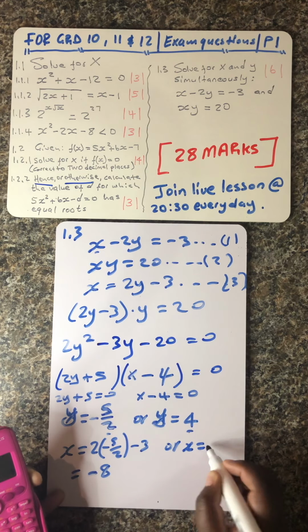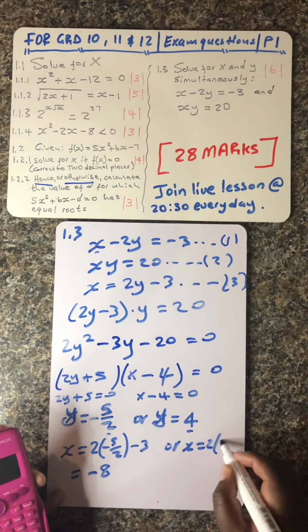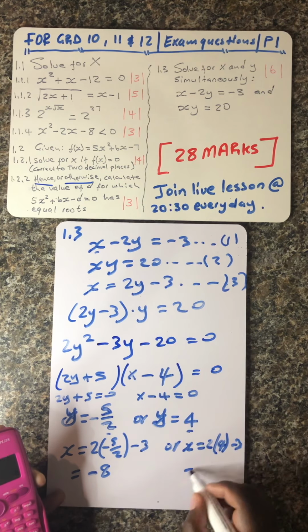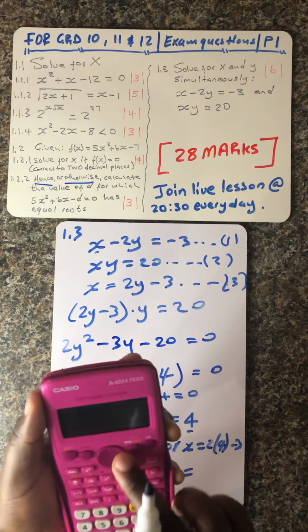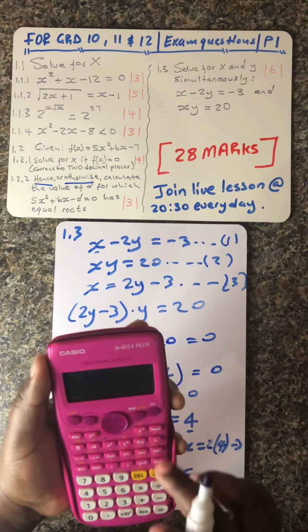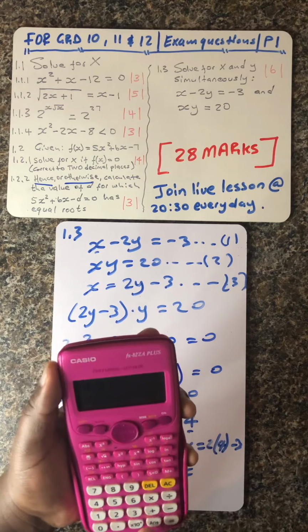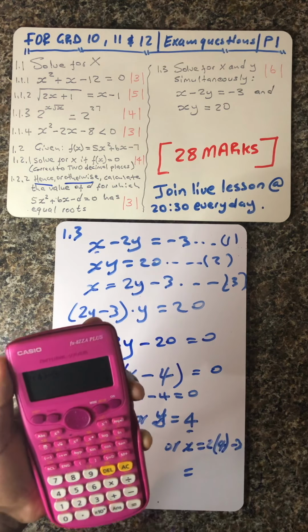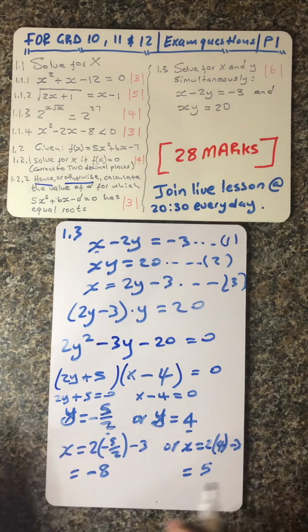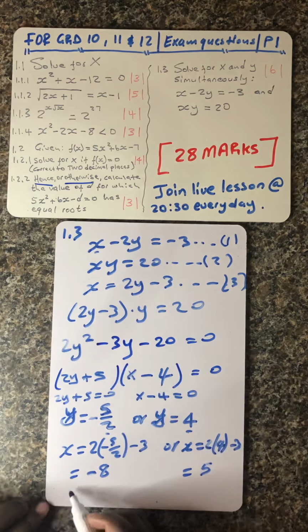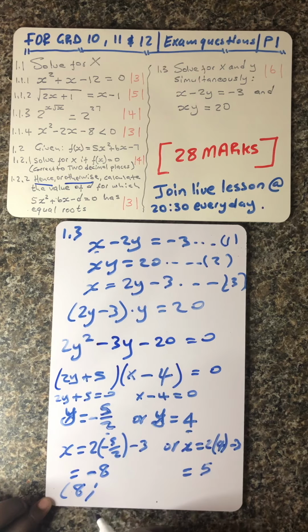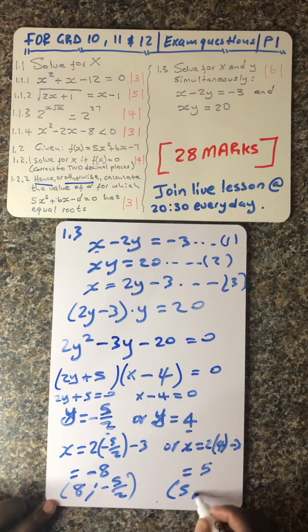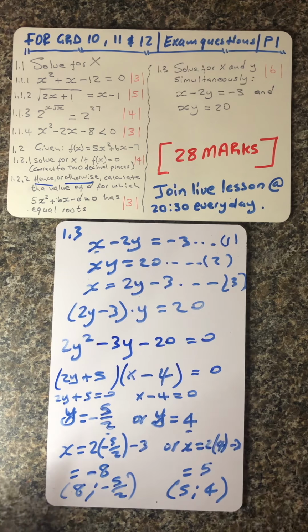Okay, or let's see, x is equal to 2 into 4 minus 3. So x is equal to, let's see, just delete that fraction, you delete the whole of that, then you substitute 4 in place of y, then we get 5. Okay, so guys, it means where x is -8, the corresponding y value is negative 5 over 2, where x is equal to 5, the corresponding y value is equal to 4.